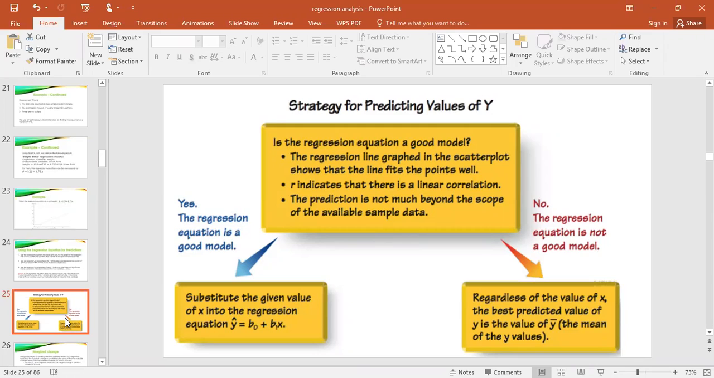Substitute the given value of x into the regression equation y hat is equal to b0 plus b1x. And if these qualities are not present, then it is not a good regression model. Regardless of the value of x, the best predicted value of y is y bar, the mean of the y values.